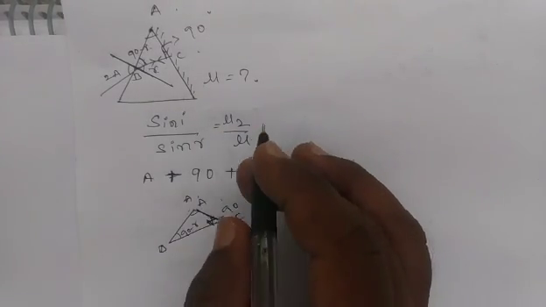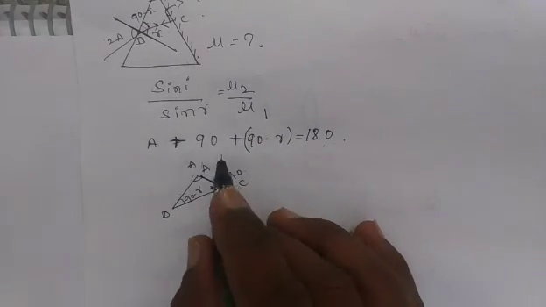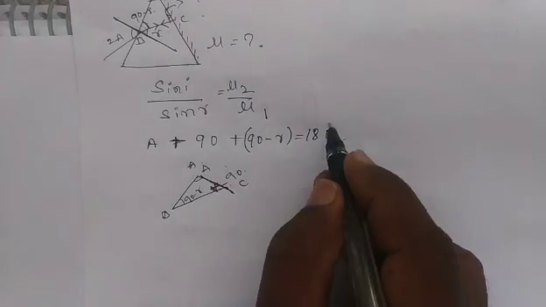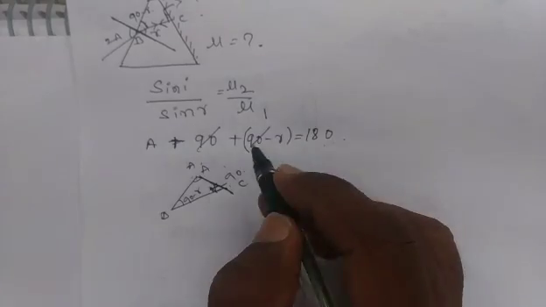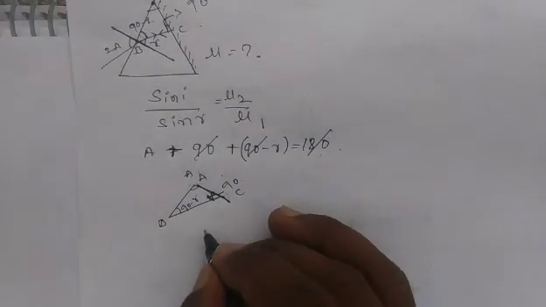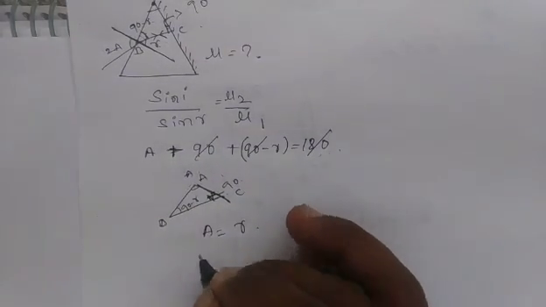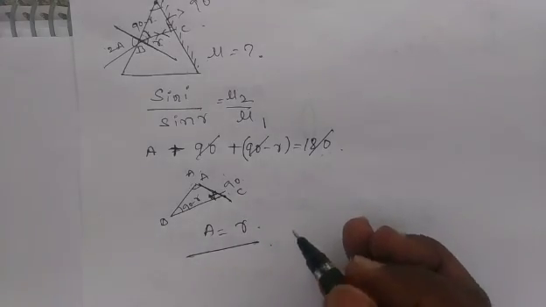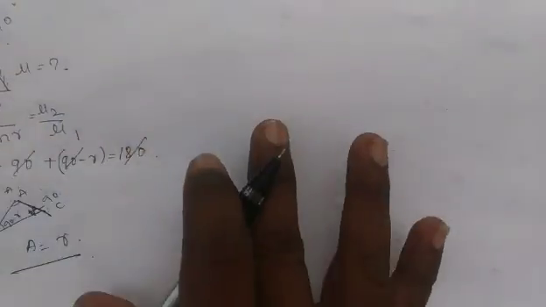So that's why 90 plus 90 is 180, and here also 180, so for this reason A is equal to R. We will get A is equal to R in this condition.